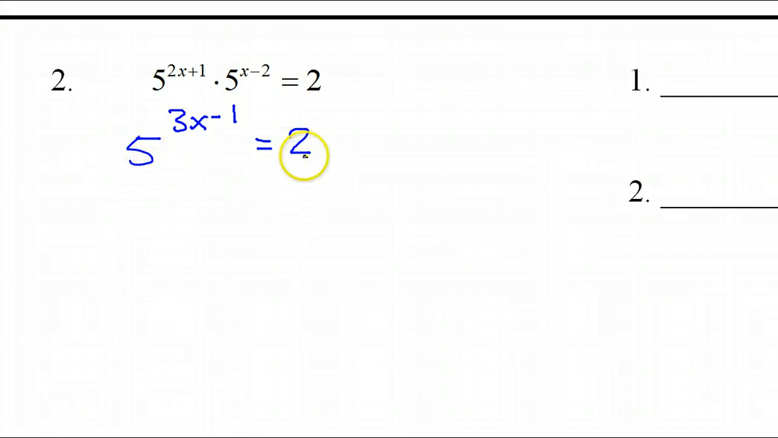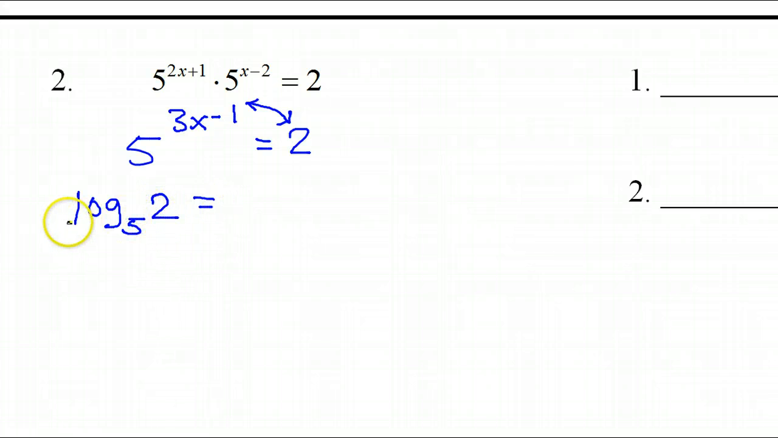Then we have to rewrite this in log form to get the exponent out of here. Start with the base, 5. So we write log base 5. Now, these two things are going to change sides. So the 2 is going to come over here. This is not an exponent anymore, okay? Log 2, it's all on one line. This is not a power, okay? Anyway, so the 3x minus 1 is going to come over here.